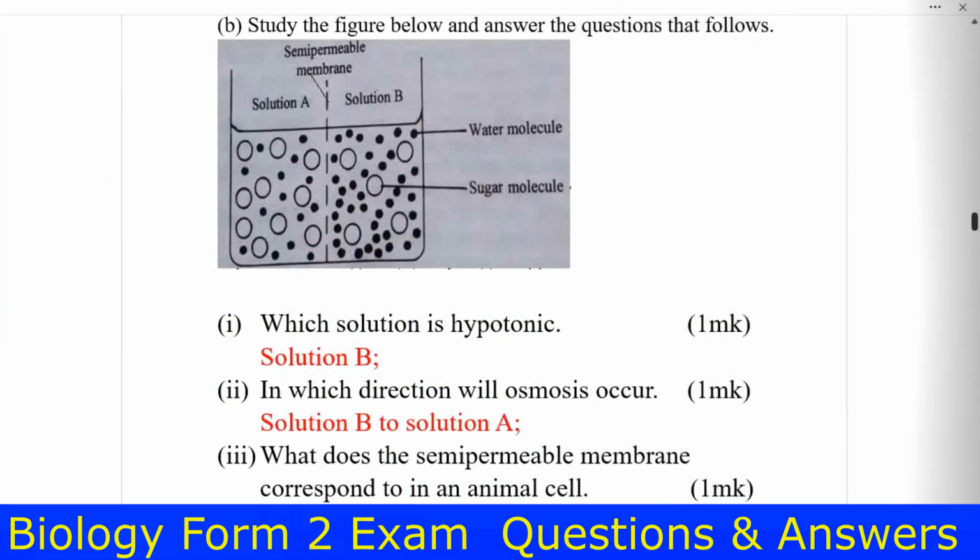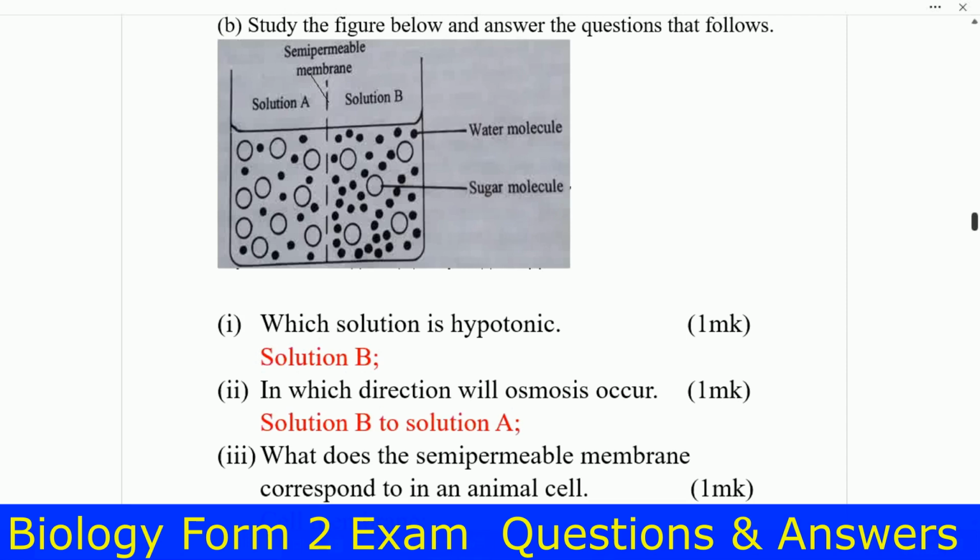You can see how they are distributed. You are told which solution is hypotonic. That one is solution B, hypotonic, because it has what? It has more water molecules, which means the concentration is low.